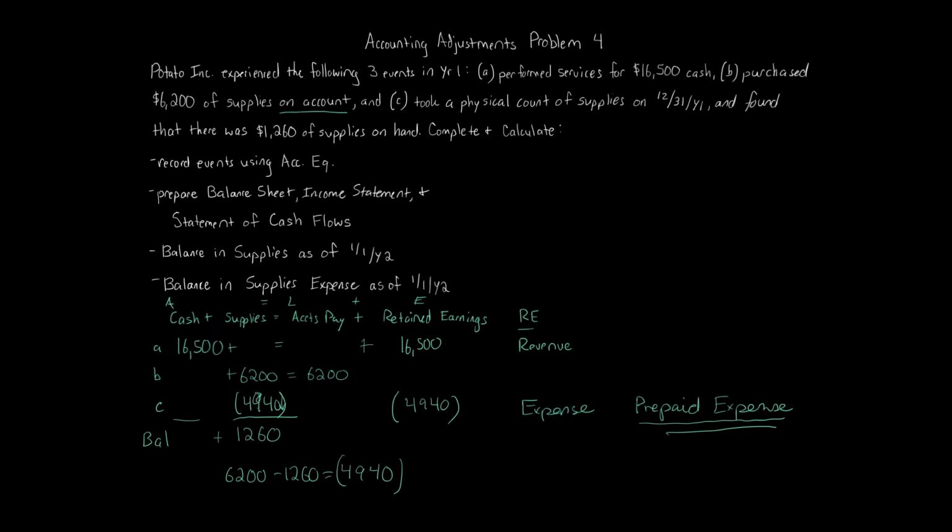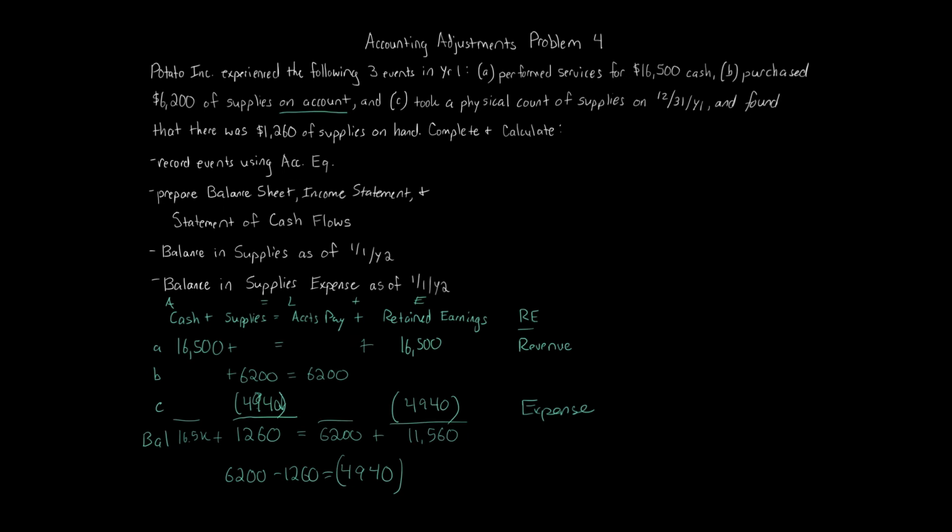We'll get our balances. Our balance in cash is $16,500. We get our accounts payable balance, which is $6,200. We get our retained earnings balance, which is $11,560. We determine the balances, we add them up, and you'll see that they do balance. The left equals the right. Now that we have this information, we can go through our different statements and determine what we need. To make some room, I'm going to erase the prepaid expense portion. So let's go ahead and do that.